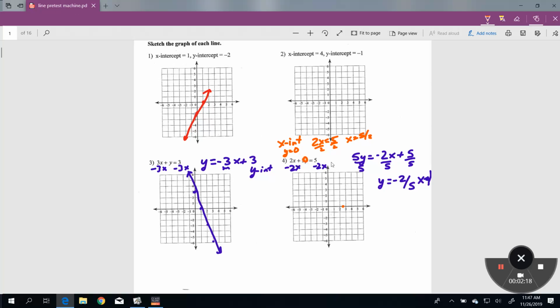The y-intercept, I need to be able to see what the y value was. So to find the y-intercept, I change the x to 0. So now I just divide it by 5, and y equals 1. So then I connect those dots. So I could also look at this and be like, I go down 2, right 5, 1, 2, 3, 4, 5. So left 2, 1, 2, 3, 4, 5.